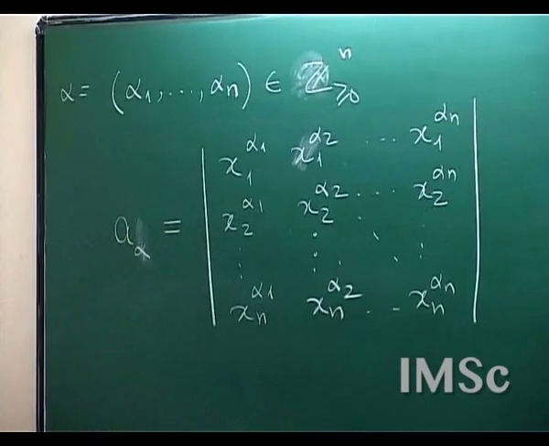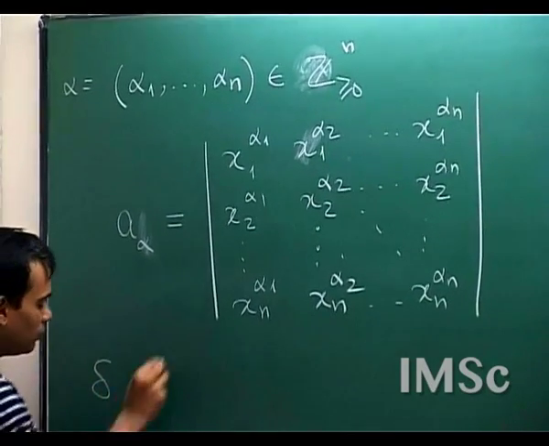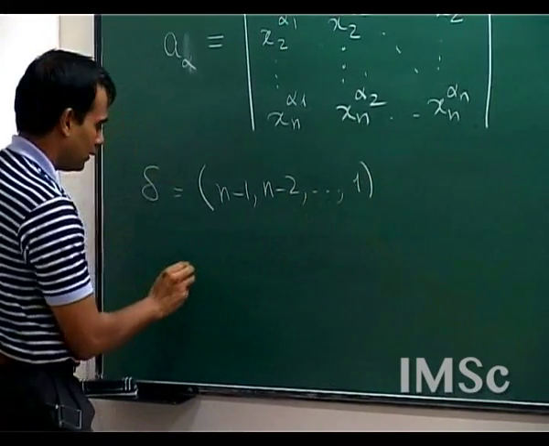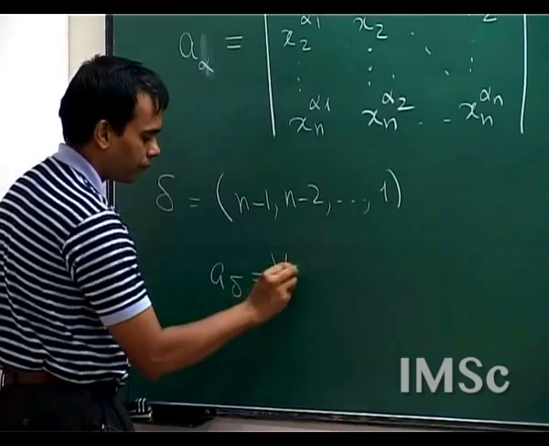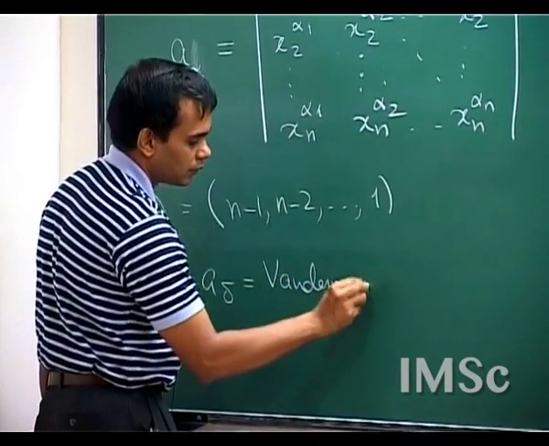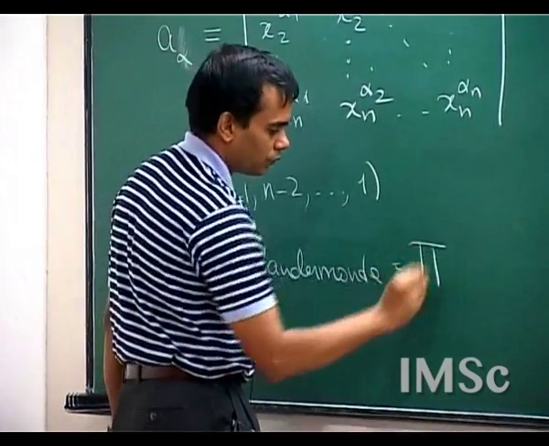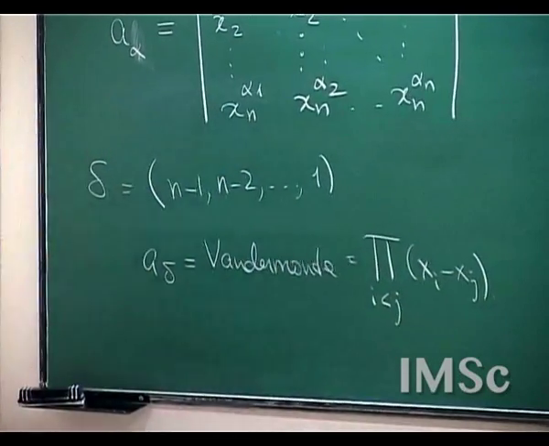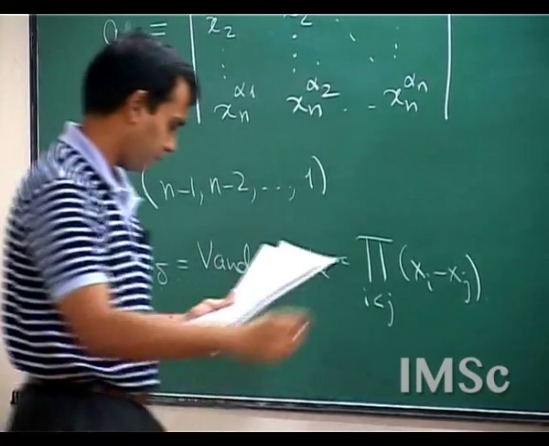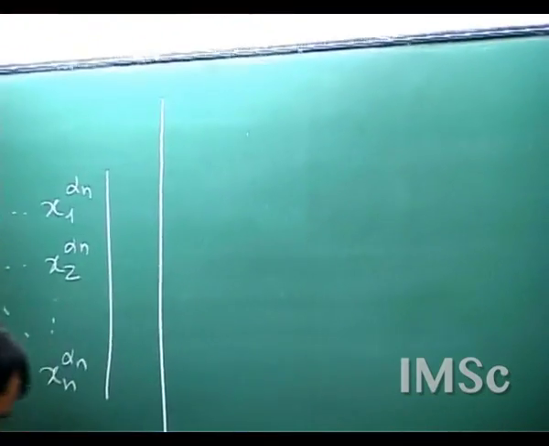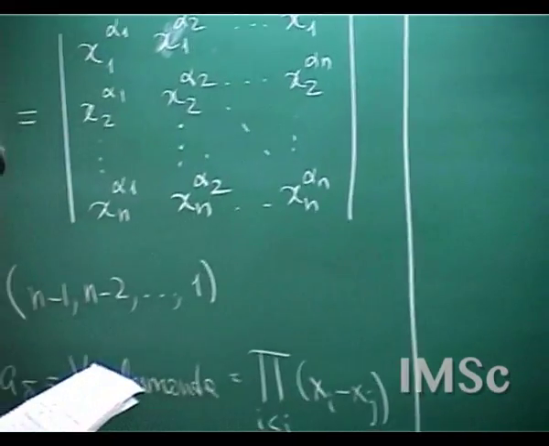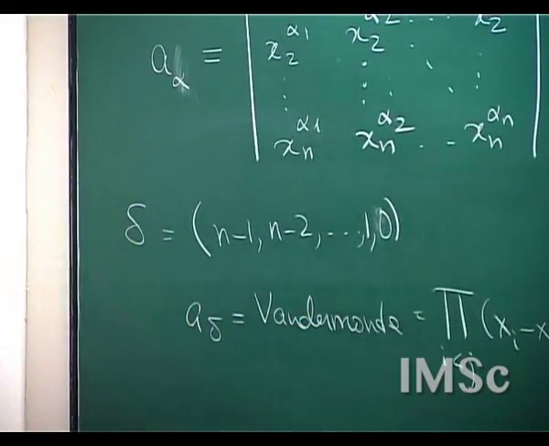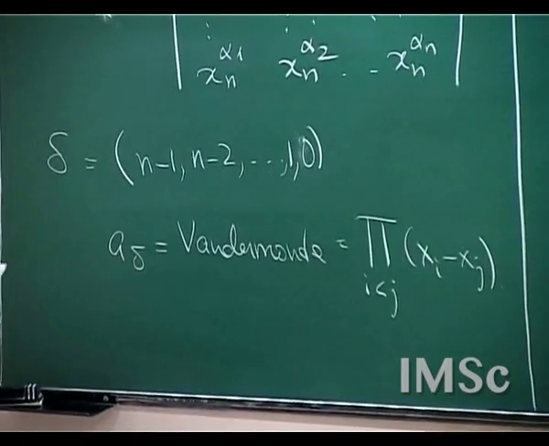Right, so it's a generalization of the Vandermonde. If you take delta to be the vector n minus 1, n minus 2 down to 1, then a delta is the Vandermonde determinant, which is the product over i less than j of xi minus xj. Right. Now, you mean the last one is 0? Oh yeah, thank you. The last one here should be 0. It's an n vector. That's very important.